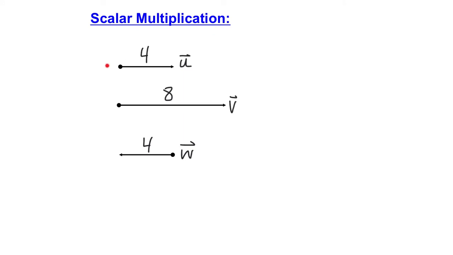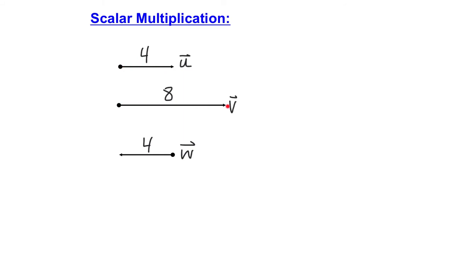Now I want to talk about scalar multiplication. So here's 3 different vectors that I've drawn. Vector u, vector v, and vector w. I'll just call them u, v, and w. Okay, so I can see vector u. U is this vector. It's 4 units long.